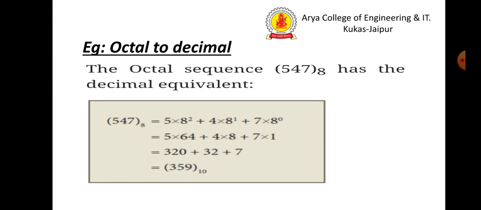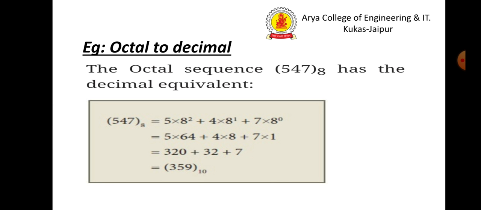Here is an example of how to convert octal to decimal. As we are moving to decimal, we multiply by 8. Here we multiply by 8 because we have to calculate the decimal equivalent of the octal number. So for 547, we multiply 5 by 8, plus 4 by 8, plus 7 by 8, and put the powers of 8 from right to left.